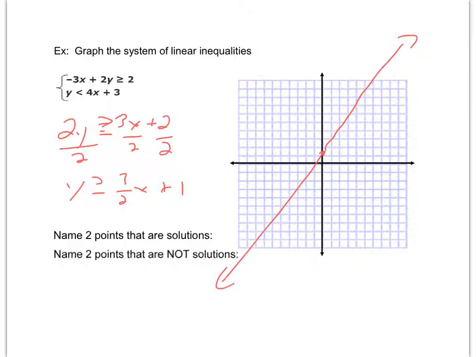Let's decide if we're above or below. Let's throw in the point (0, 0). We can throw it back into the original, or we can throw it into my y = mx + b, whichever one you prefer. Let's throw it back into the original.